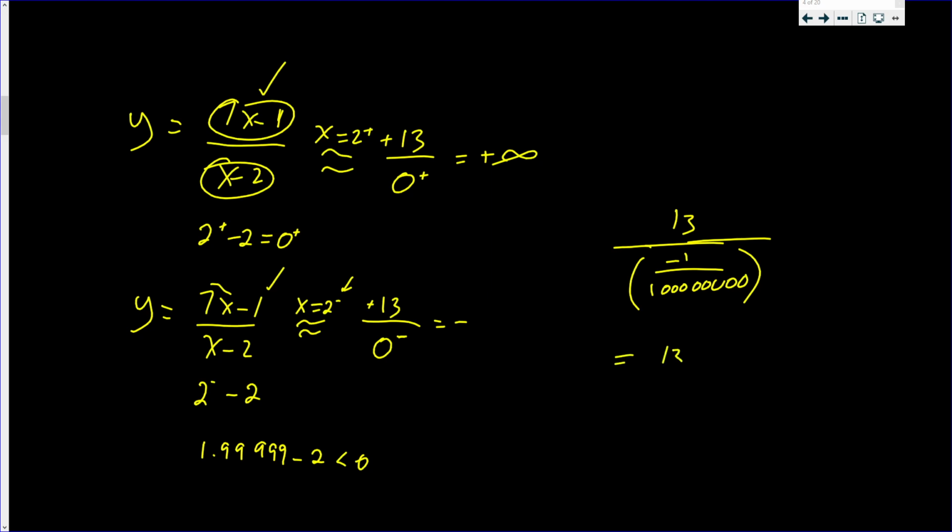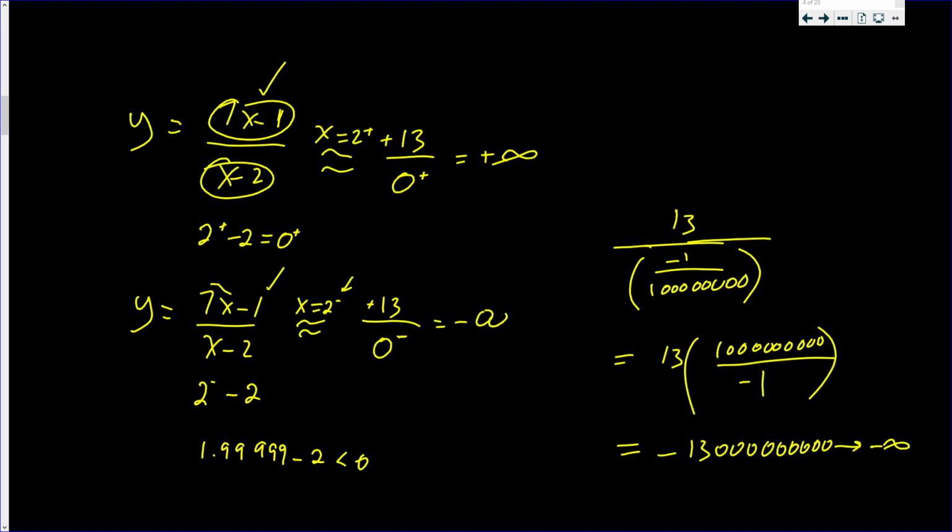But this becomes 13 times, no promises I'm going to put the same number of zeros. This answer is negative, and it's very large. Again, no promises, the same number of zeros. This is going towards negative infinity. Whenever the numerator is not 0 or near 0, and the denominator is really, really close to 0, you'll either be getting close to positive infinity or negative infinity.